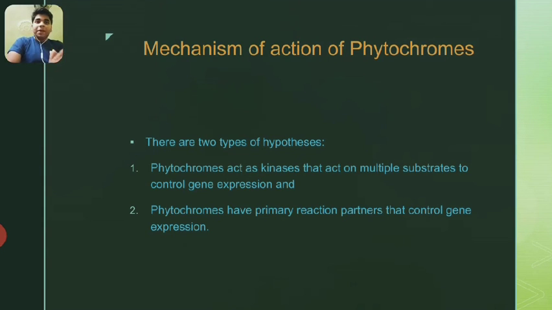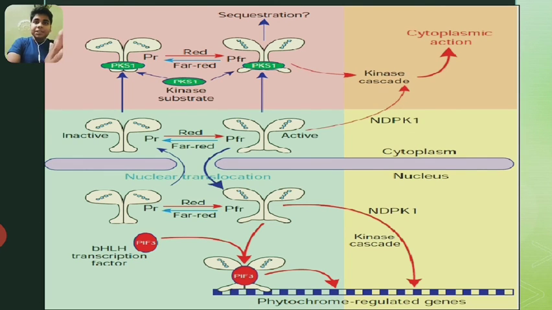So mechanism of action of phytochromes. There are two types of hypotheses about this. Number one is phytochromes act as kinases and act on multiple substrates to control gene expression. And number two is phytochromes have primary reaction partners that control gene expression. So here you can see in this picture how phytochrome acts as a kinase and controls gene expression by acting on multiple substrates.